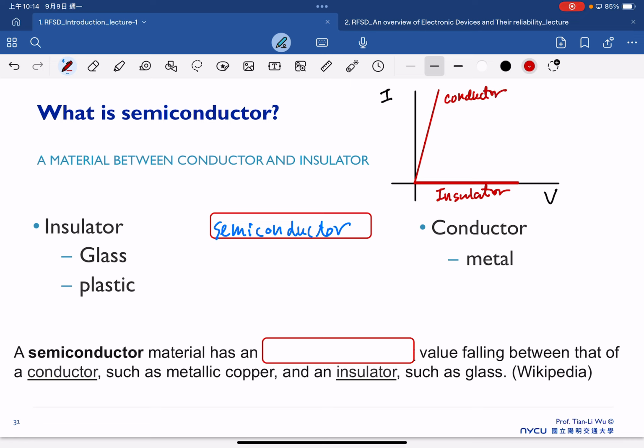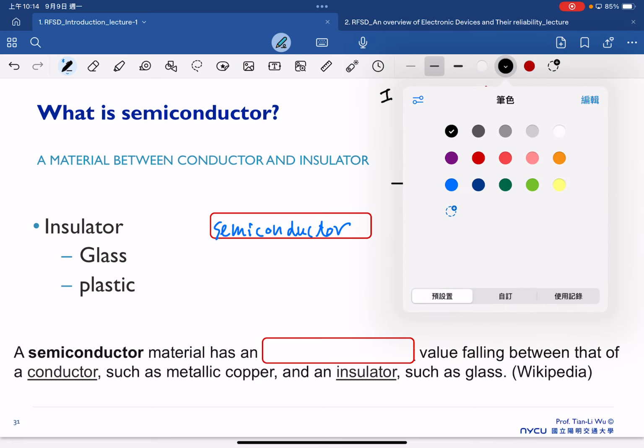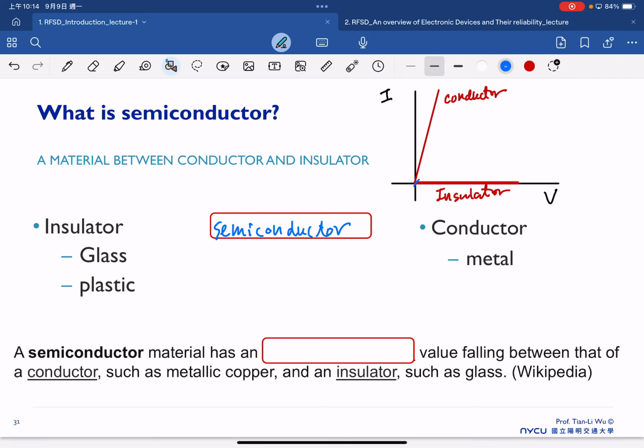So the semiconductor, in a very brief way to explain, is just the material that exhibits a characteristic between the conductor and the insulator. That means we expect our semiconductor should have the characteristic just in between. That's a semiconductor.